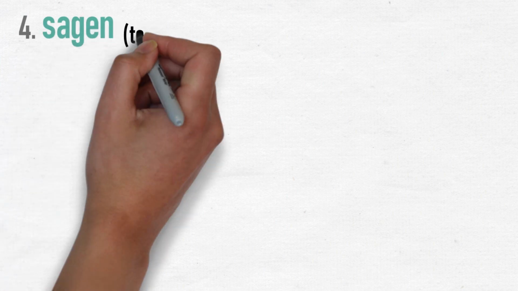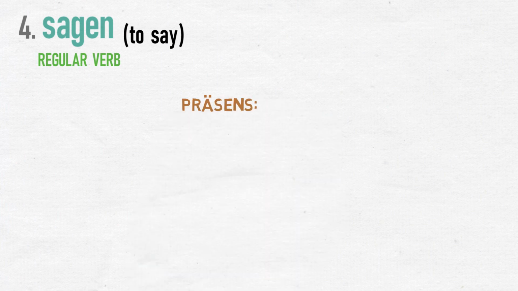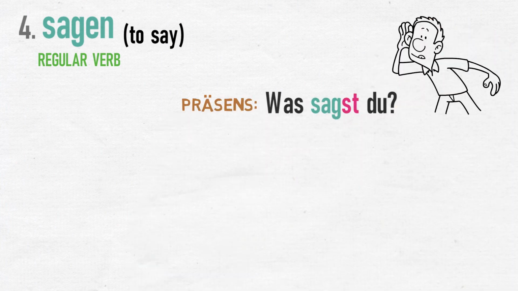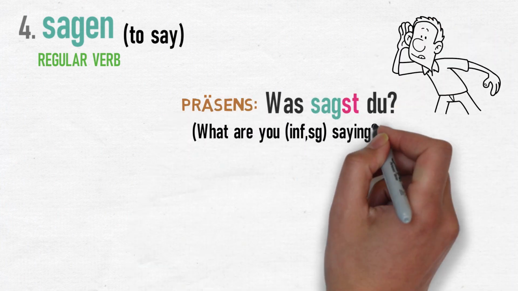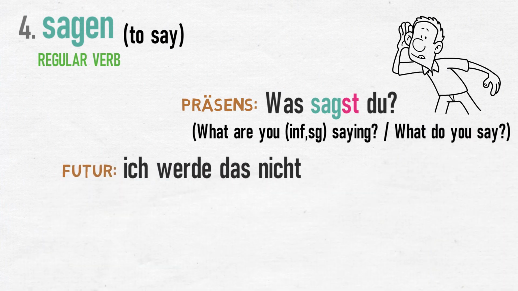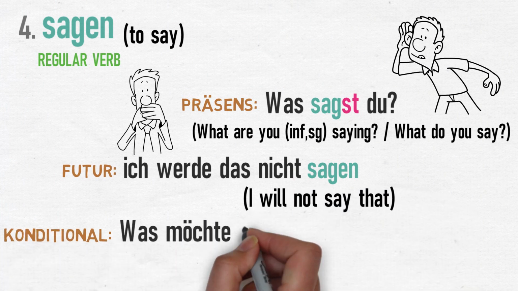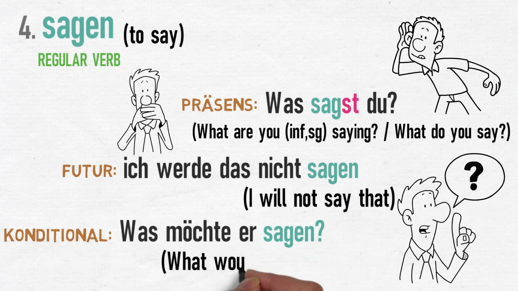Number 4 on the top 10 list is sagen, to say. Sagen is also regular. Was sagst du? What are you, informal singular, saying, or what do you say? Ich werde das nicht sagen. I will not say that. Was möchte sagen? What would he like to say?